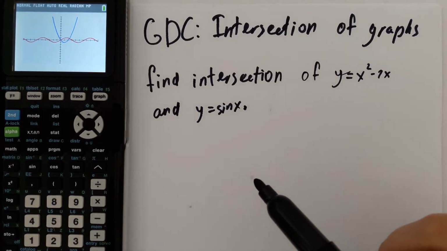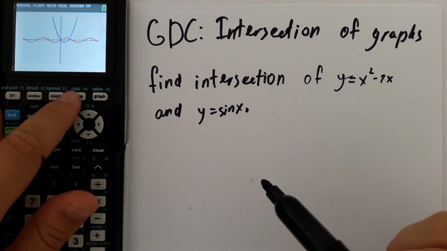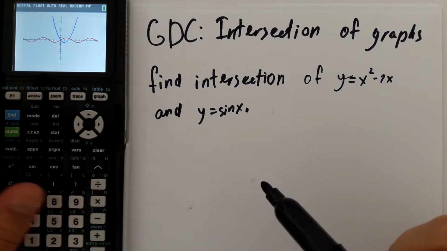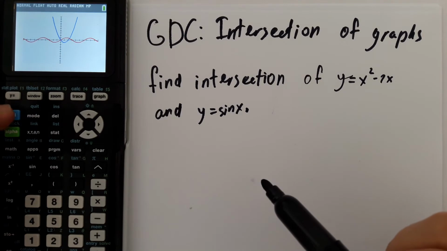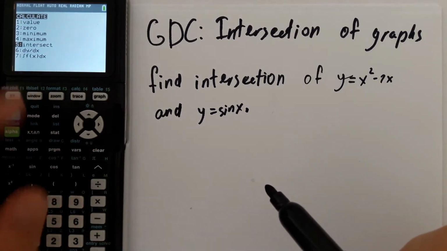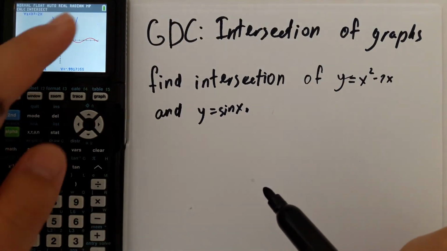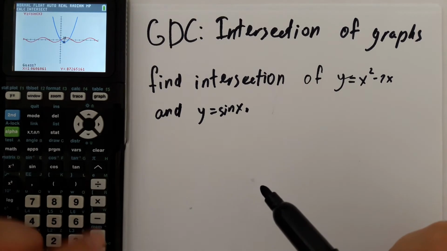Now how to find the intersections? So to find the intersection, I need to use calc. You see? To press calc, first we need to press second and the trace button, and we can see intersect, fifth. And first we need to choose the first curve. Let it be the blue curve, and the second curve is the red curve.